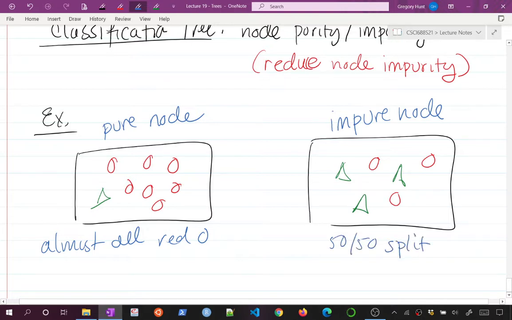So obviously we want to build this tree so that we get very pure nodes, so that presumably those regions are the regions where our majority class prediction is going to do better.